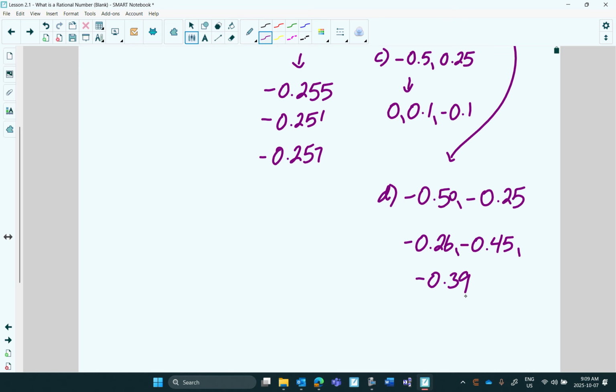Okay. The next step is going to be, how do we add, subtract, multiply, and divide with these things? Which is not terribly challenging because you guys already know how to do operations with positive and negative numbers, and you also know how to do operations with fractions. And then decimals, we're just going to use a calculator. Okay.